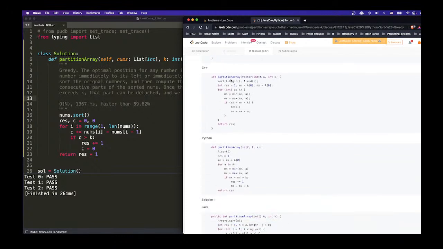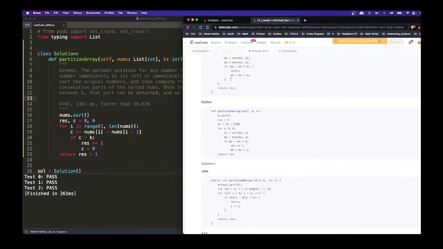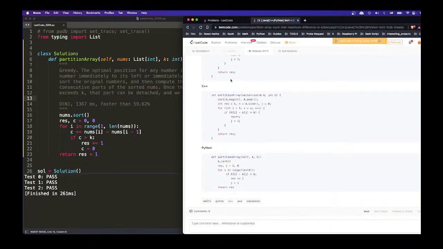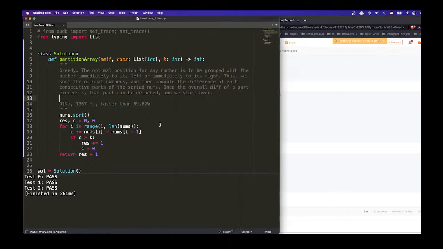Yes, I think we are on the same page. Oh, look at this. This is almost the same. We don't even have to do this. We just need to track the largest and the smallest. Yeah, because you sorted it, right? Yeah, it makes sense. All right, anyway, so that's that.